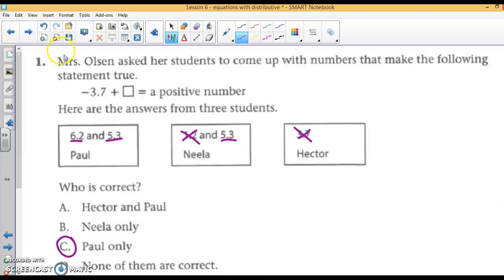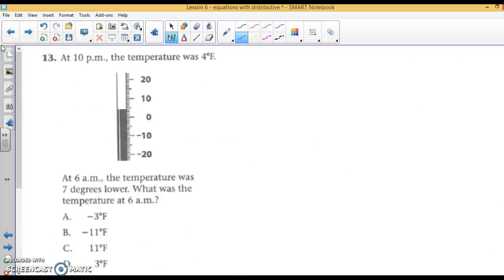You should have said Paul. Pause your video, do this problem. All right, it says at 10 p.m. the temperature was 4 degrees Fahrenheit. At 6 p.m. the temperature was 7 degrees lower. What was the temperature at 6 a.m.?